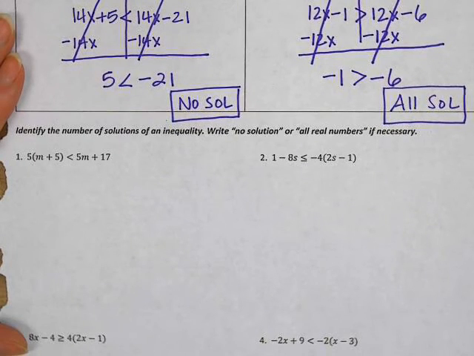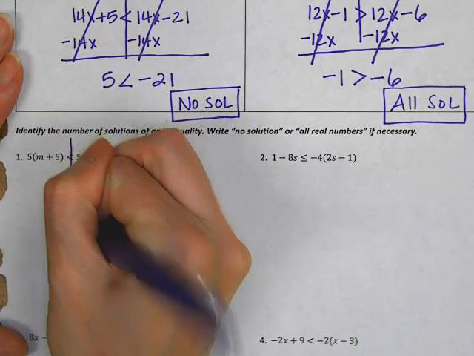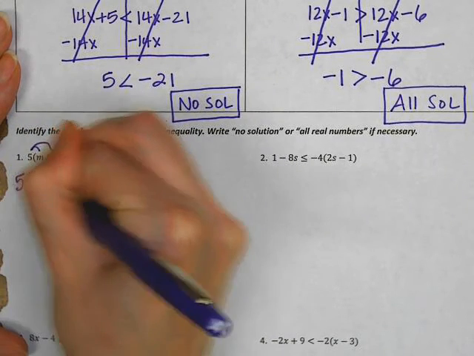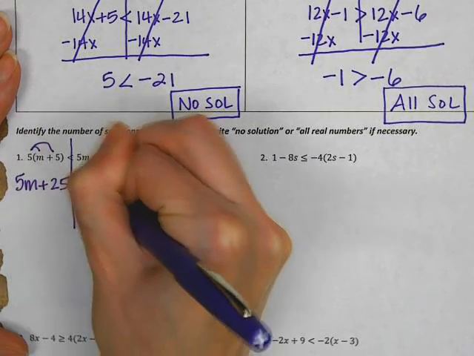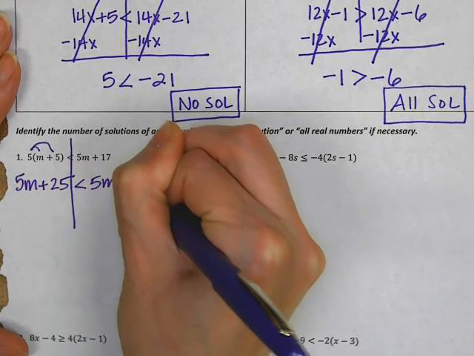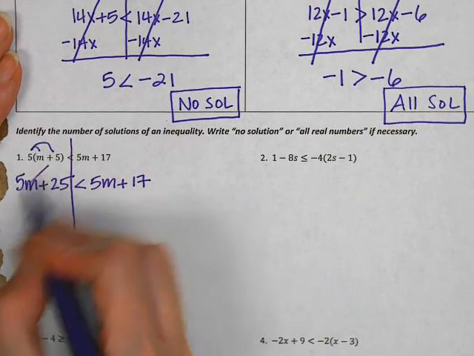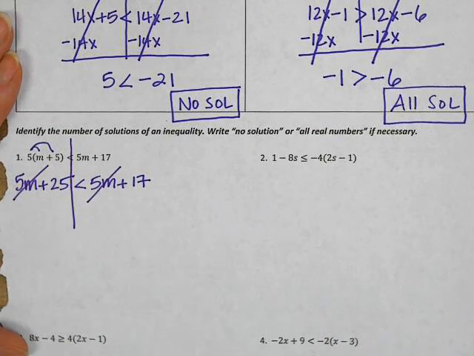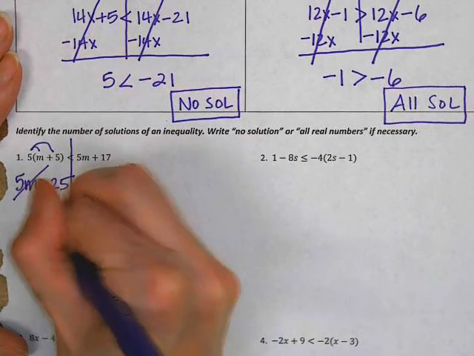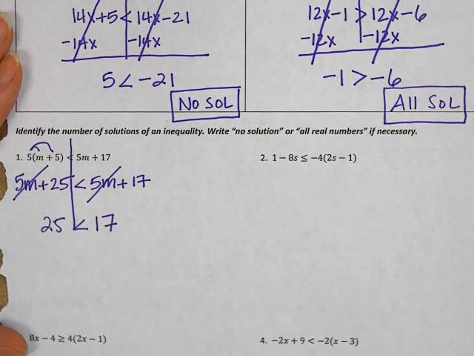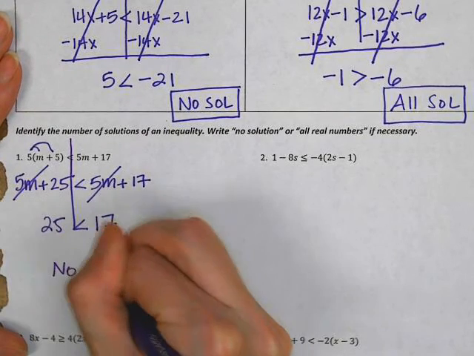So number 1, we are going to draw our wall and distribute. We're at 5m plus 25 is less than 5m plus 17. Then if you go to subtract this over, you see they're going to cancel. You're left with, is 25 less than 17? 25 is definitely not less than 17. So this one is no solution.